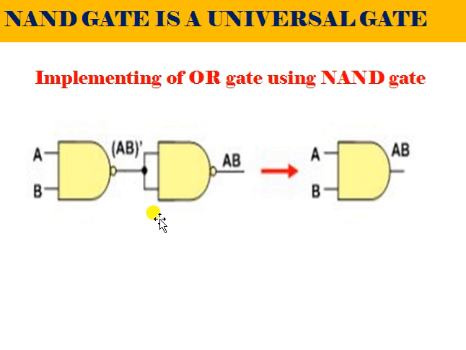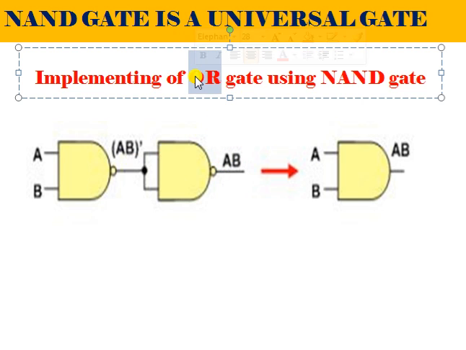Next, implementation of AND gate using NAND gate. See, there are two inputs because it is NAND gate. A dot B whole bar, again A dot B whole bar, so A dot B whole bar double bar equal to A dot B. This is what? This is AND gate.